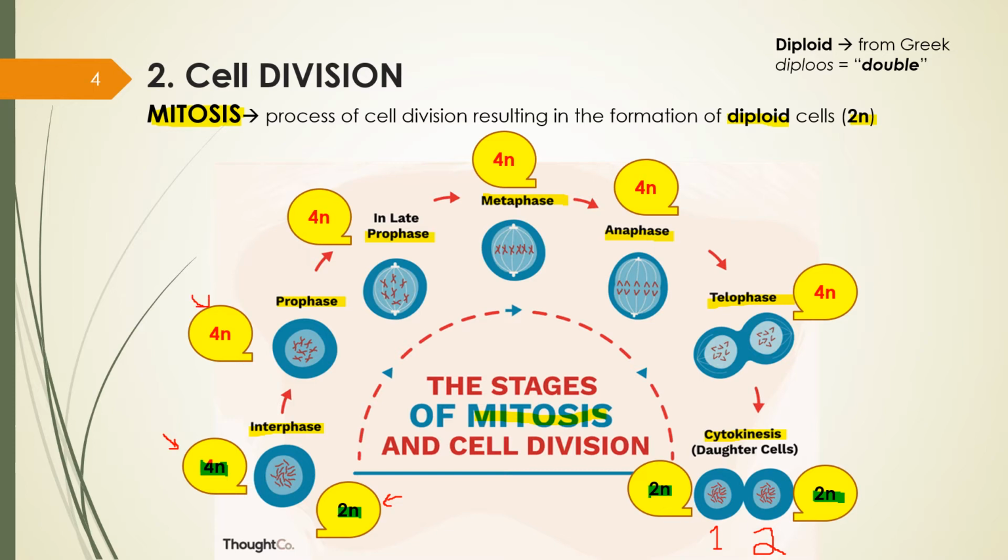After it starts to move, it continues to have 4N. In metaphase, it goes to the center of the cell. In anaphase, the chromosomes start to separate, the chromatids separate. And in telophase, we have again the nuclear membrane. And just in cytokinesis, I separate 2 cells, and now I have 2 cells with 2N. So now I'm going to talk about each of them in detail, okay?